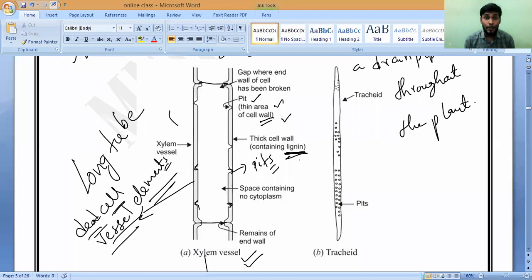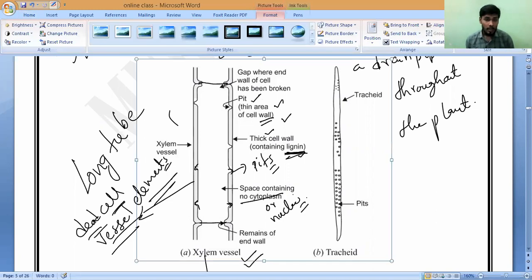And the remaining part contains lignin. That is what we call the thick cell wall. Very good. And the space in the middle between them has no cytoplasm or nuclei. In between, the xylem vessel looks like a tube, but does not contain any kind of cytoplasm or any kind of nucleus.